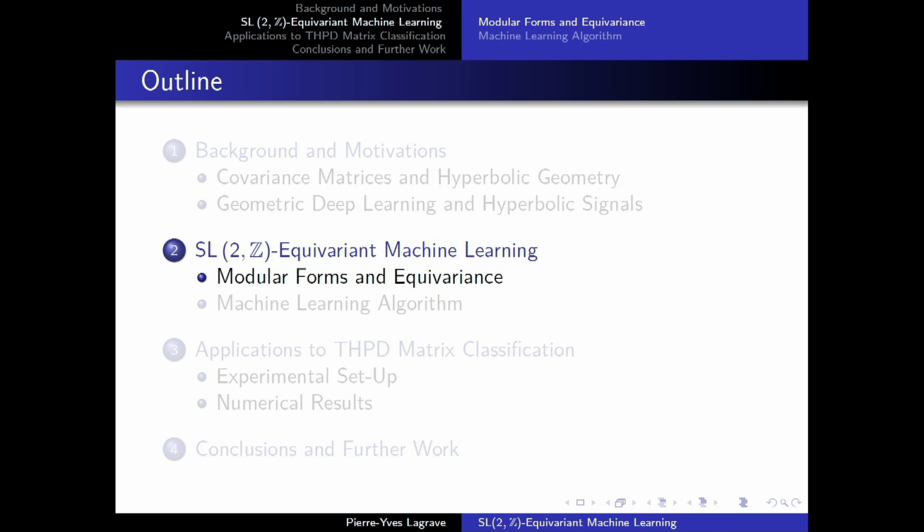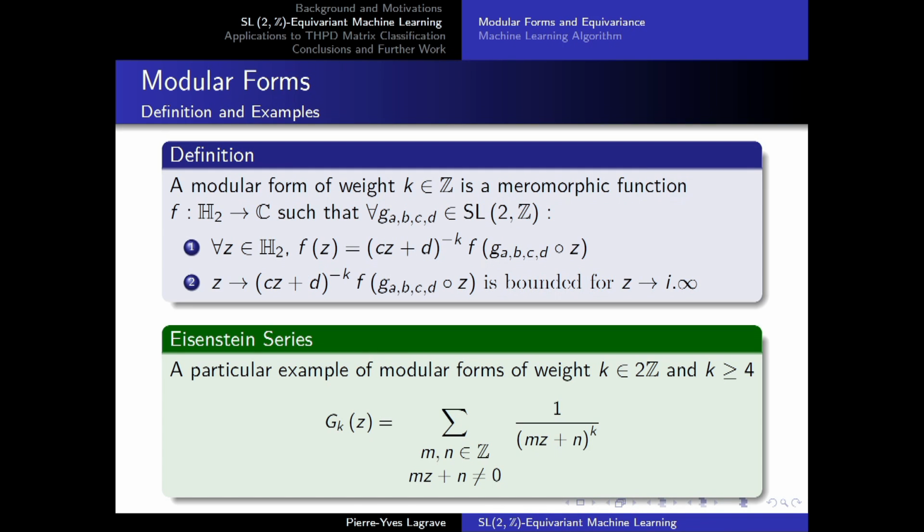So this is what I am going to discuss in the following, and I will start by defining the notion of modular forms because they will be quite useful in the following. So what is a modular form? A modular form of weight k is a meromorphic function which goes from the Poincaré half plane to the complex plane, and which is going to satisfy two properties.